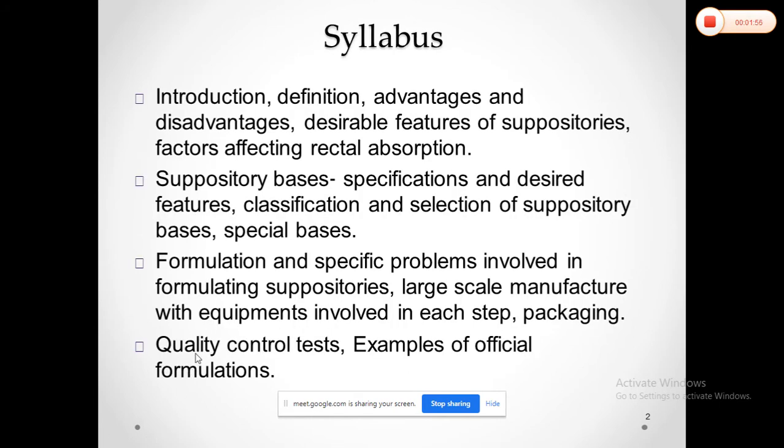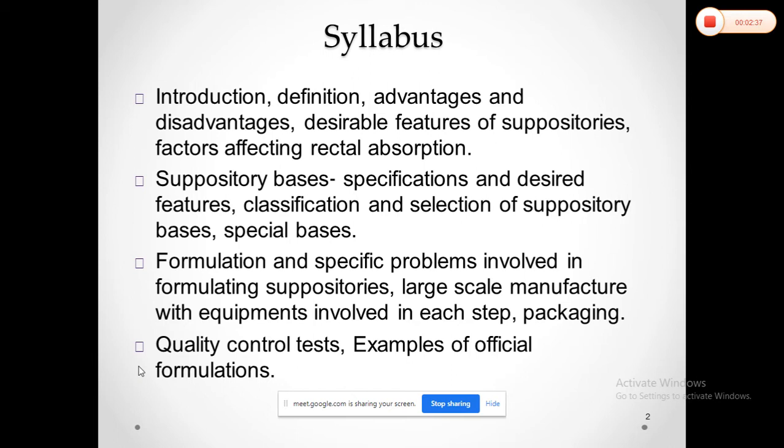So what are we going to cover under the suppository topic? The introduction related to suppositories, its definition, advantages, disadvantages, desirable features of suppositories, like the factors that affect skin penetration. Here we have studied the factors that affect rectal absorption. And then, same as the semi-solid dosage forms, we use various types of base. The four main types of base are oleaginous bases, absorption bases, water removable bases and water absorbable bases.